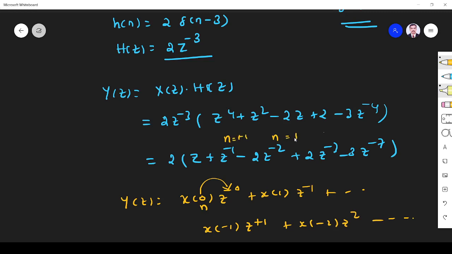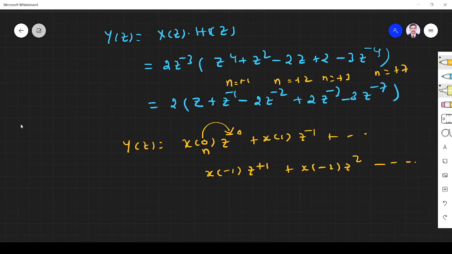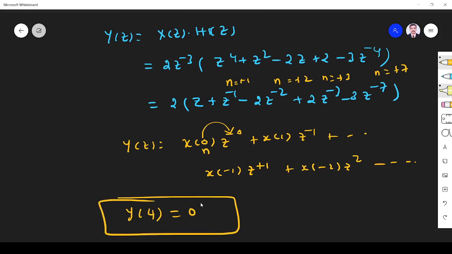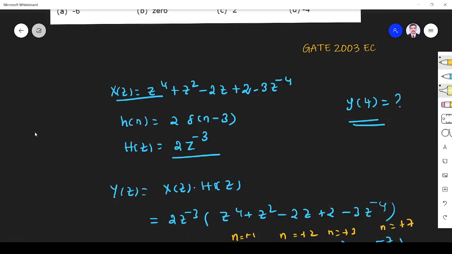n = +3, n = +7. There is no n = 4. There is no coefficient for n = 4. So y[4] = 0, right? So the answer is 0. So it is option B.